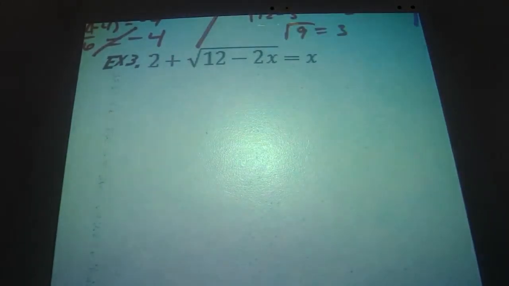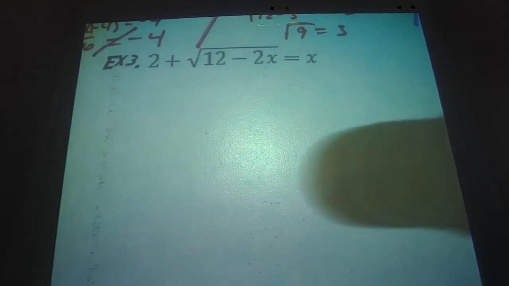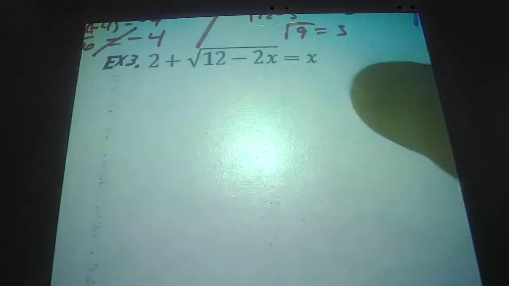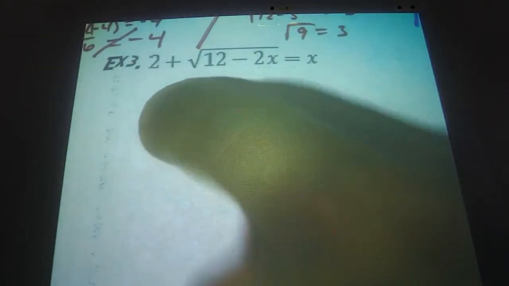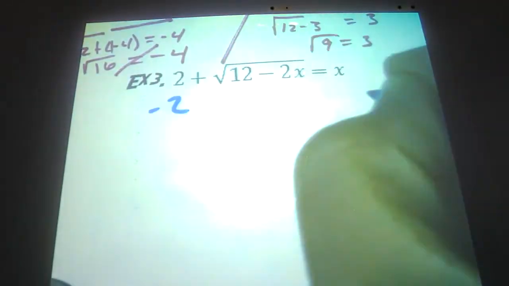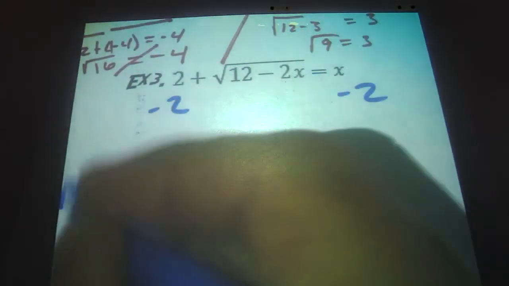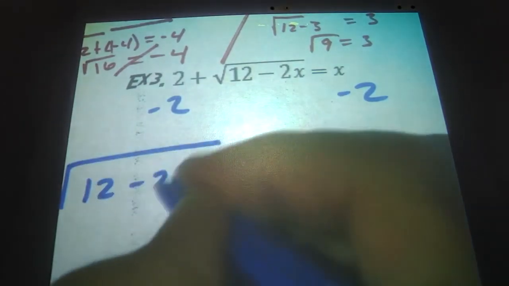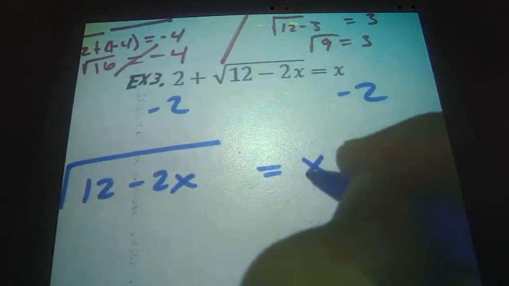Here I have 2 plus the square root of 12 minus 2x, and that equals x. Okay? So Johnny, the first thing he said is, let's get that square root by itself, so we need to move this 2. So I'm going to subtract 2 over. I've got 12 minus 2x equals x minus 2.